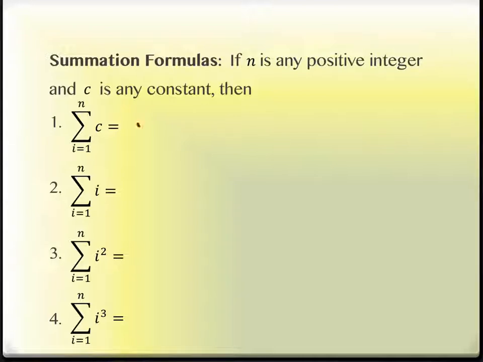So when I equals 1, I get C. When I equals 2, I get C. When I equals 3, I get C. And I get a whole bunch of C's. How many of them? N of them, because it starts at 1 and it goes to N.